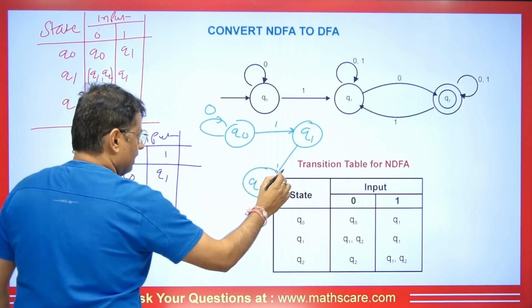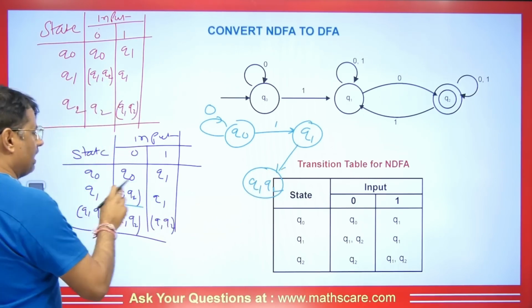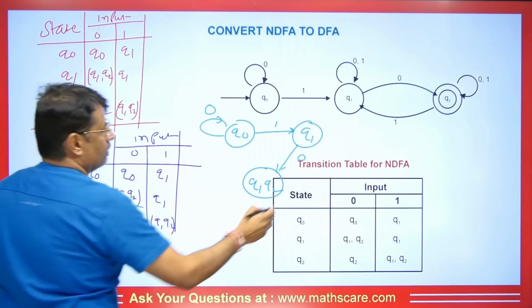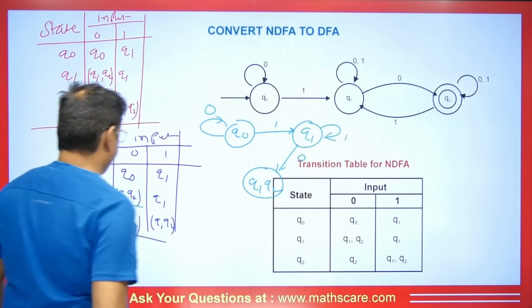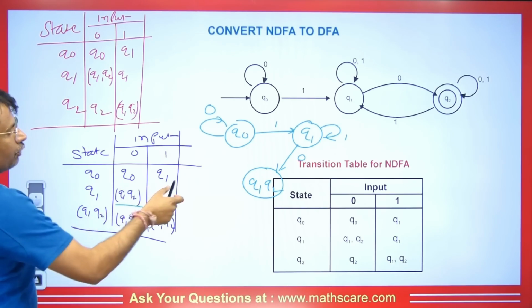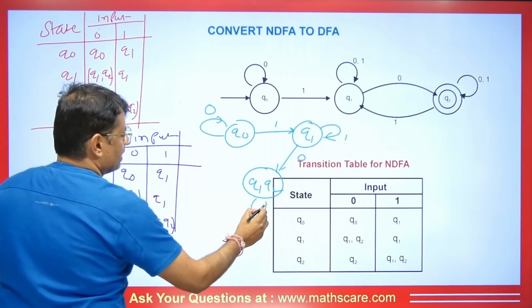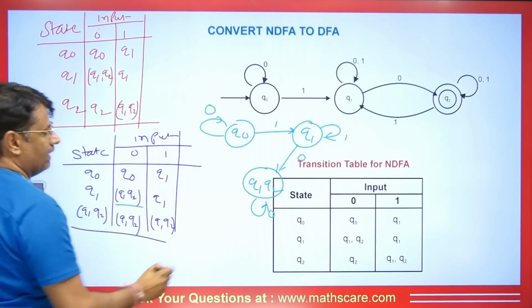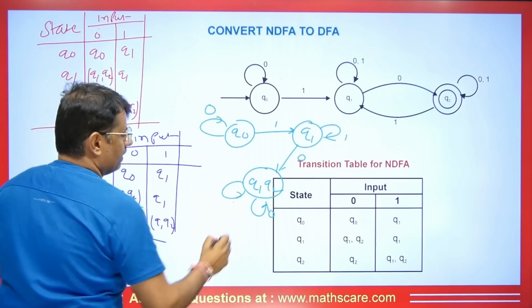So, we will take this whole thing as one state. We have 0 here, right? Look, Q1 goes to Q1 on input 1. So, it will be a self loop, right? Now, if we talk about Q1, Q2, it is going to Q1, Q2 on input 0, right? Q1, Q2 goes to Q1, Q2 on input 1, right? Students, are you getting my point?